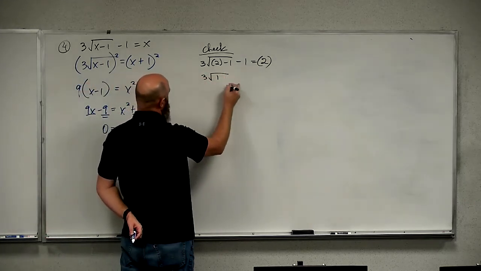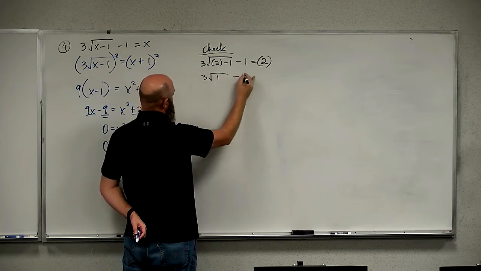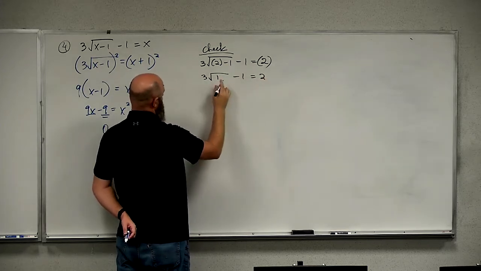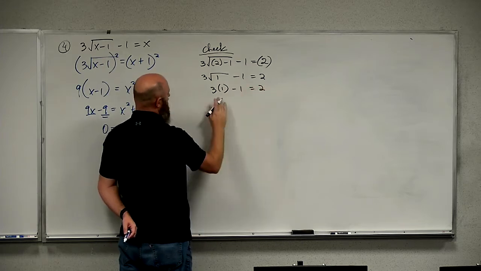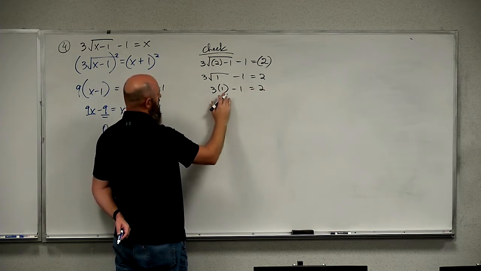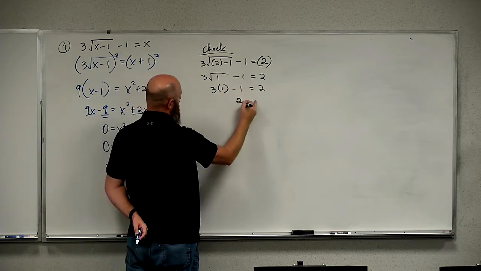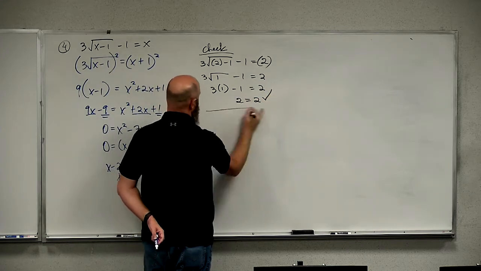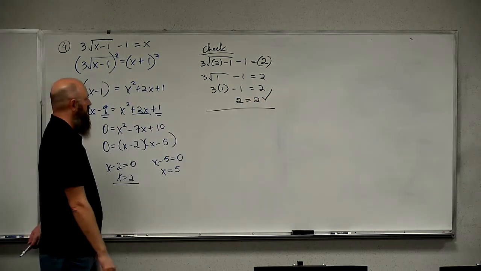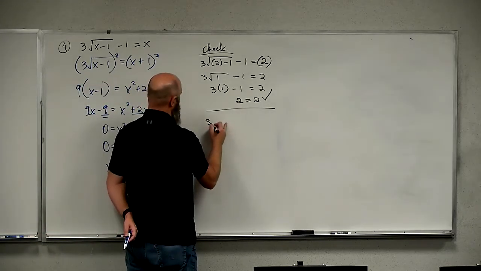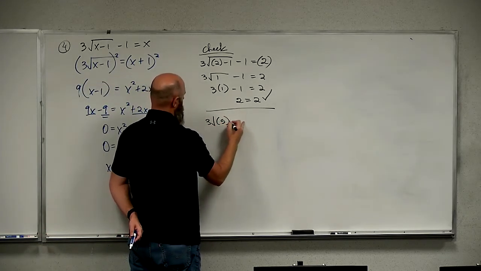All right, so we're going to get 3, 2 minus 1 is 1. So the square root of 1 is 1. And at this point, we can do all of that. 3 times 1 is 3, minus 1 is 2. So 2 does equal 2. So that's good. We get to keep that one. Now we need to do the 5.